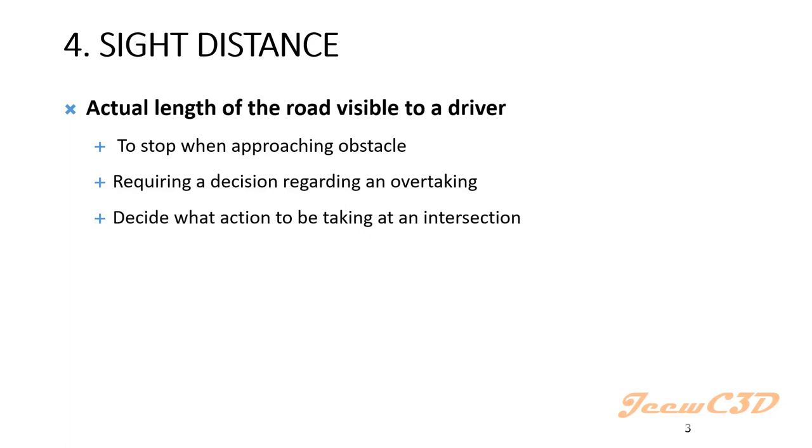Likewise, in the overtaking scenario, if you are going to overtake a vehicle, you need to see the road ahead so that it is clear to overtake safely. And again, we need sight distance when we are coming to an intersection or a junction, to decide whether to put your vehicle into the junction or stay until the junction is clear. So these are some scenarios where we need sight distance.